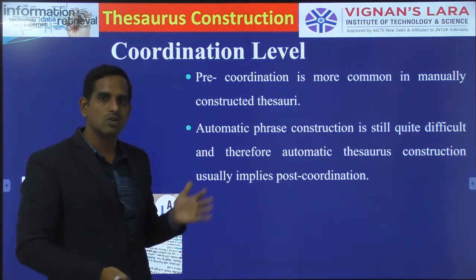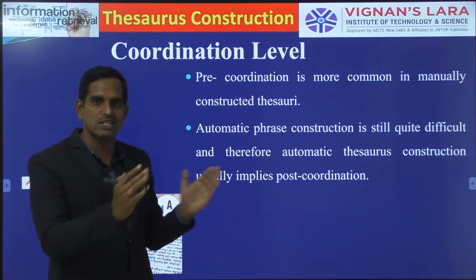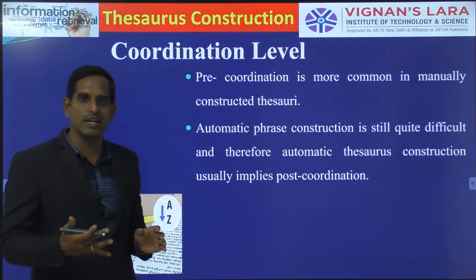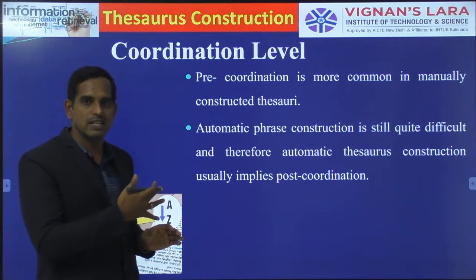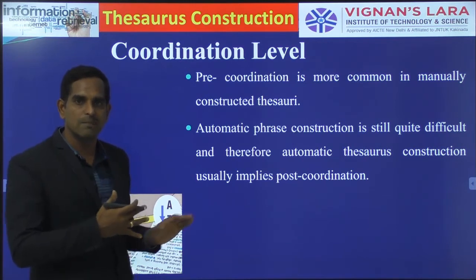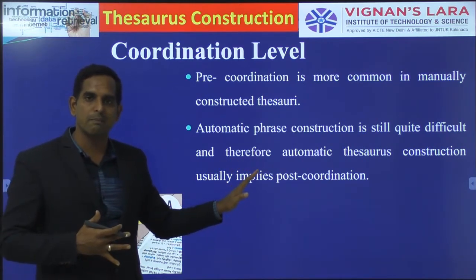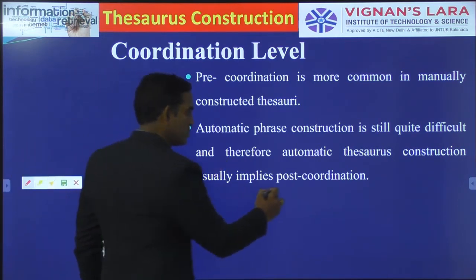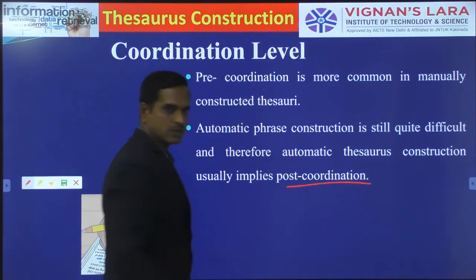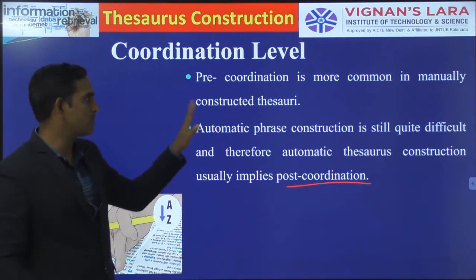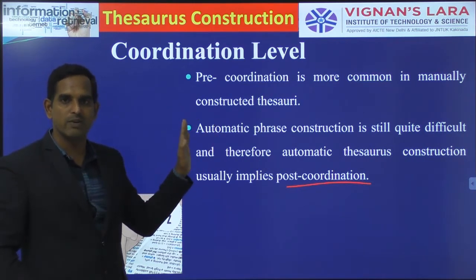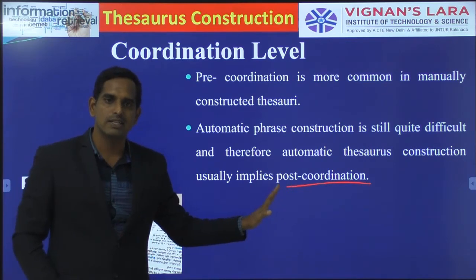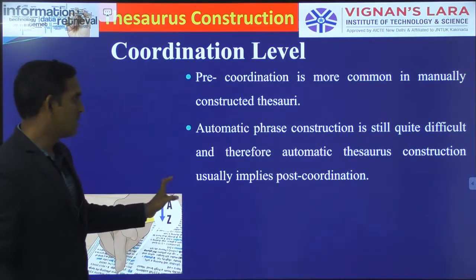Why? Because such a large number of terms, their enumeration and separation, will be very tough for the algorithms. So the coordination implementation of automatic thesaurus construction will usually use post-coordination. Okay, so pre-coordination will be used in manual construction, and post-coordination will be used in automatic thesaurus construction.